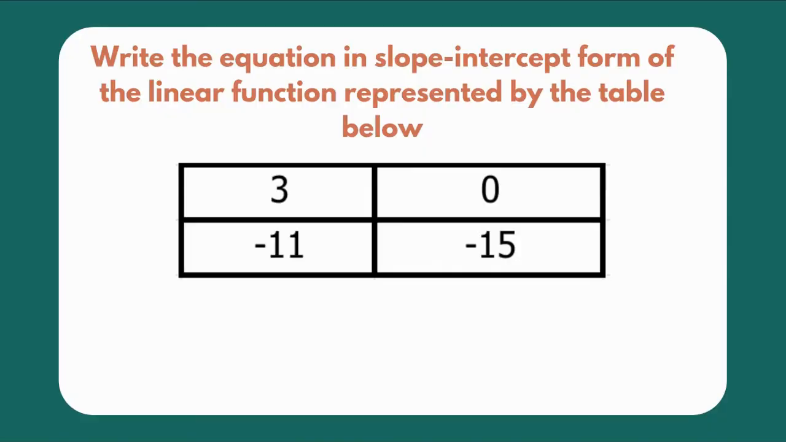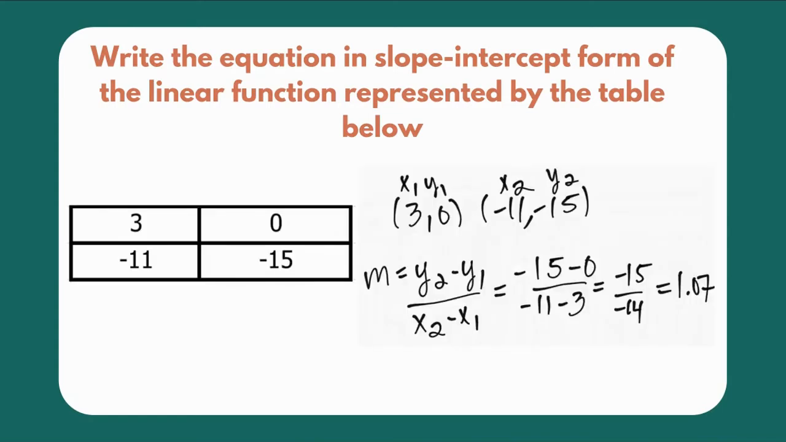So here is the example that we will be working with. It says, write the equation in slope-intercept form of the linear function represented by the table below. And in this example, we were not given the slope. So the first thing that we need to do is calculate the slope.